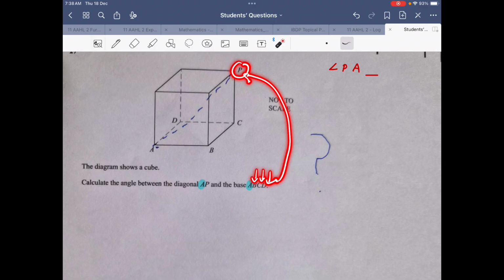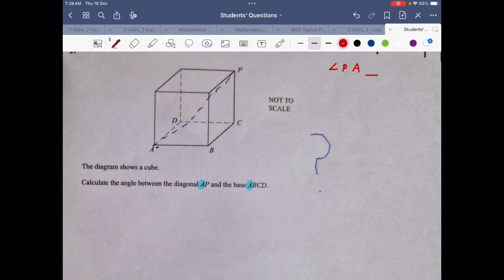If you look at letter P compared to PC, PB, and PD, which is the shortest distance from P to points C, B, D? Obviously, PC is the shortest distance to plane ABCD. That's why the angle will be angle PAC. That is the angle in between diagonal AP and also the plane ABCD. This is how we decide. So we are looking for angle PAC.